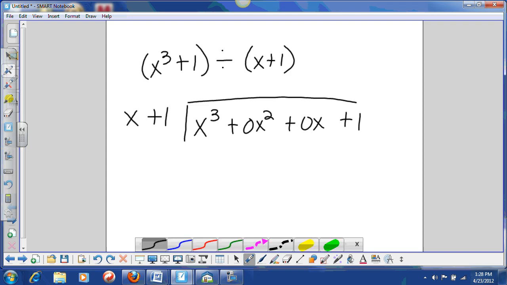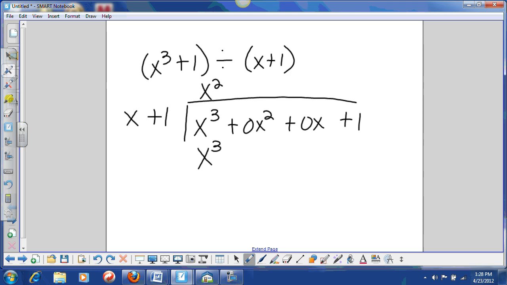Once again, we are just looking at our first terms. What do I need to multiply x by to get x to the 3rd? That would be x squared. So x squared times x will give us x to the 3rd. What's x squared times 1? Well, that's just x squared, isn't it?